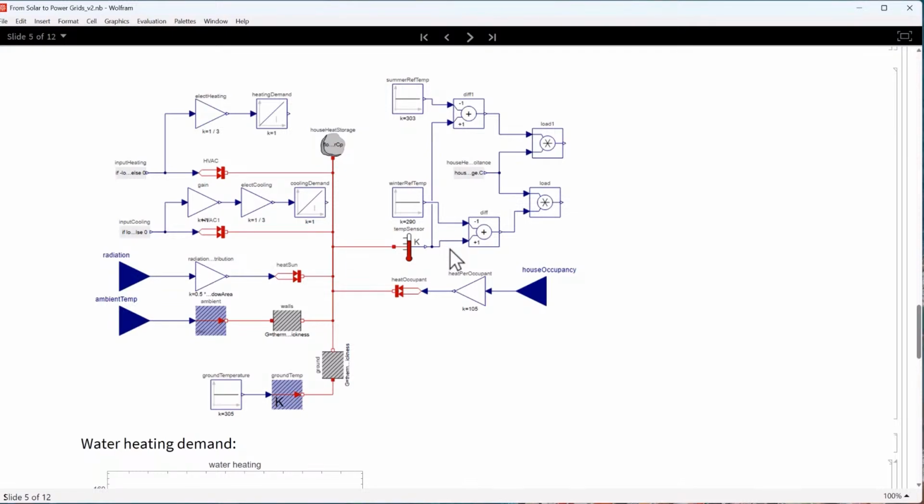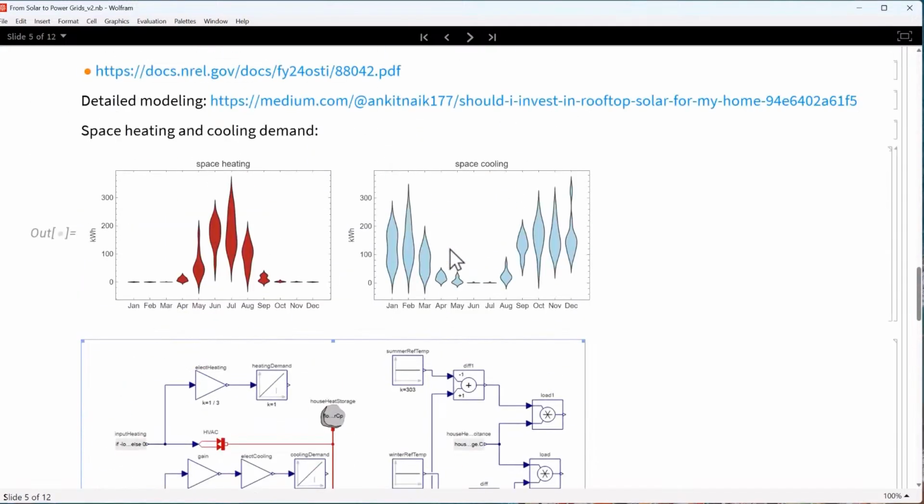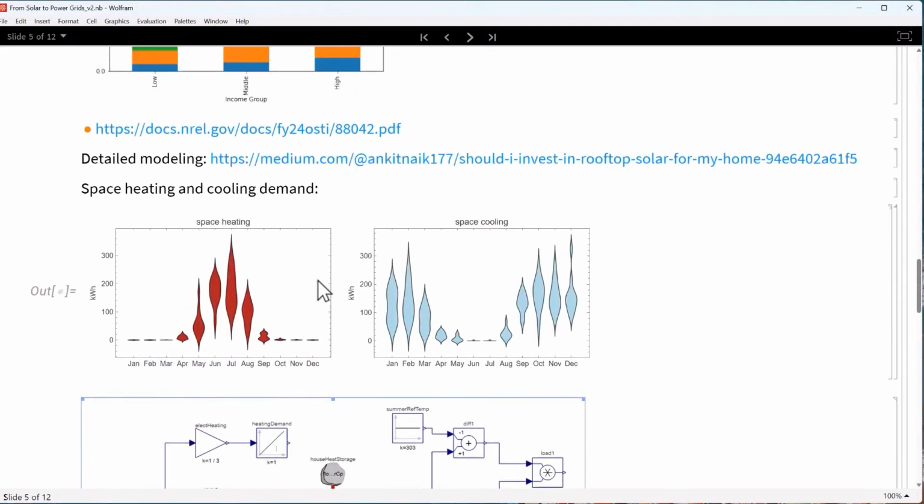We also have a controller in the model that maintains the indoor temperature. It automatically switches on the radiator when it's cold or activates the air conditioner when it's hot. In addition, there is a component that accounts for heat generated by occupants inside the house. The plot you see here shows the simulated results across 10 different years, capturing how the building responds to changing seasonal conditions.